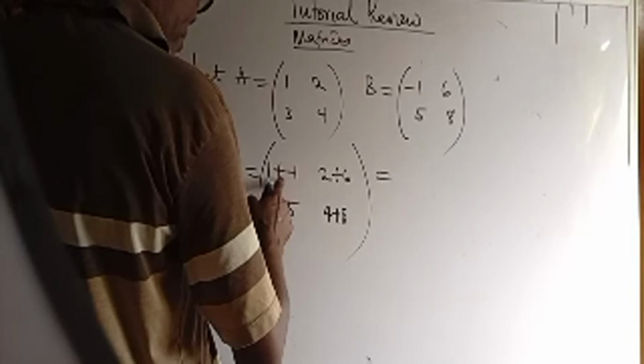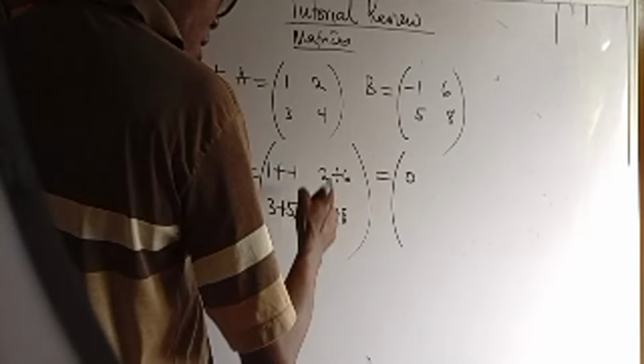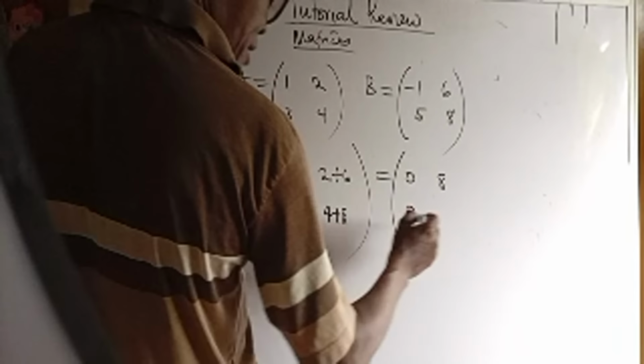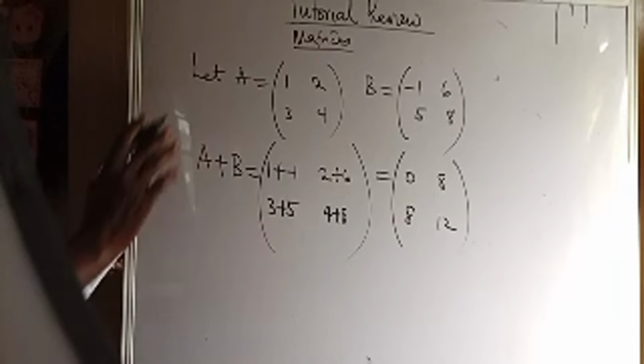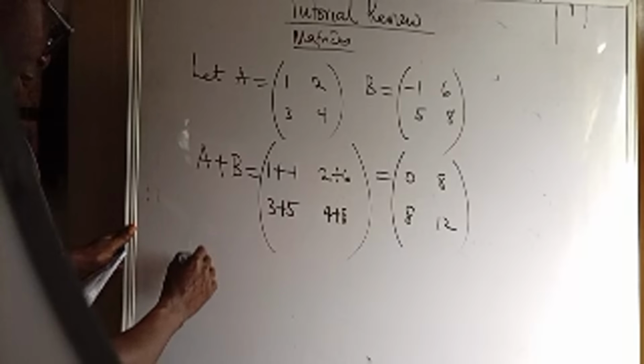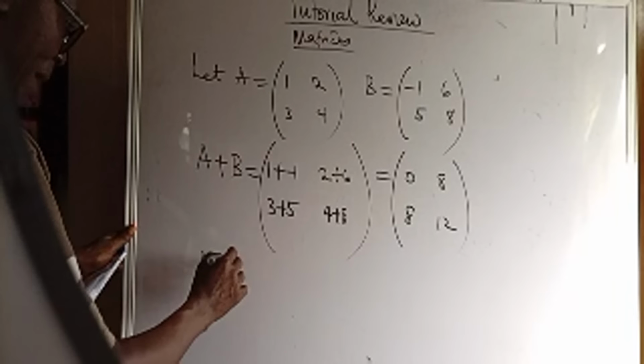So we now have 1 plus minus 1, that's 0. 2 plus 6, 8. 3 plus 5, 8. 4 plus 8, 12. Good. That is the result. Now suppose the question asks us something like, find the transpose of A plus B. I want to combine 2 things together.